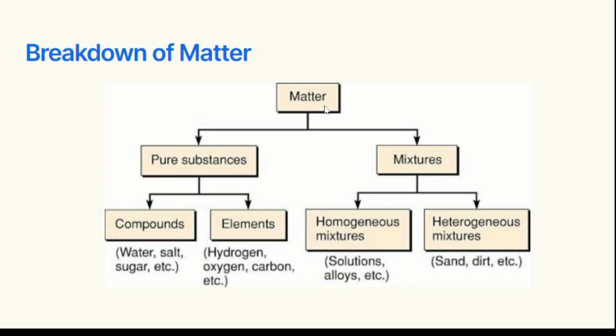Here's a breakdown of matter and how its categories are separated. So we all start with matter at the top. Matter can be broken down into two different categories: pure substances and mixtures. Pure substances have their own categories. Those are things that cannot be broken down any further. Pure substances can be broken down into compounds and elements.